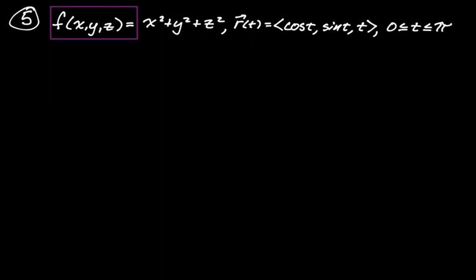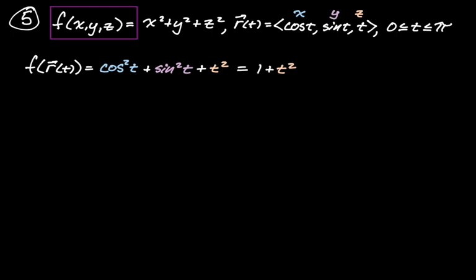So let's do it. We got to find f of r of t. So every x becomes cosine, y becomes sine, z becomes t. So we're going to get cosine squared plus sine squared plus t squared. And this sine squared plus cosine squared is 1, so we should really rewrite this as just 1 plus t squared. We need to calculate ds, which is the magnitude of r prime of t dt.